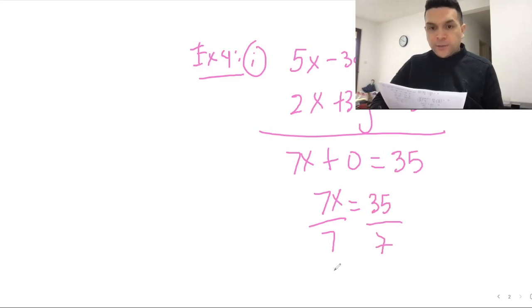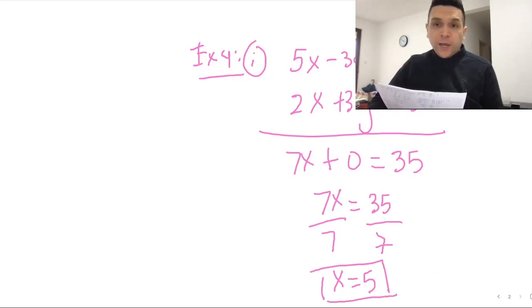And then x equals 5. We're not finished yet, right? We found x, now we have to find y. So you can choose either equation and just take this value and plug it in, either here or here, and you should be able to find y, right?